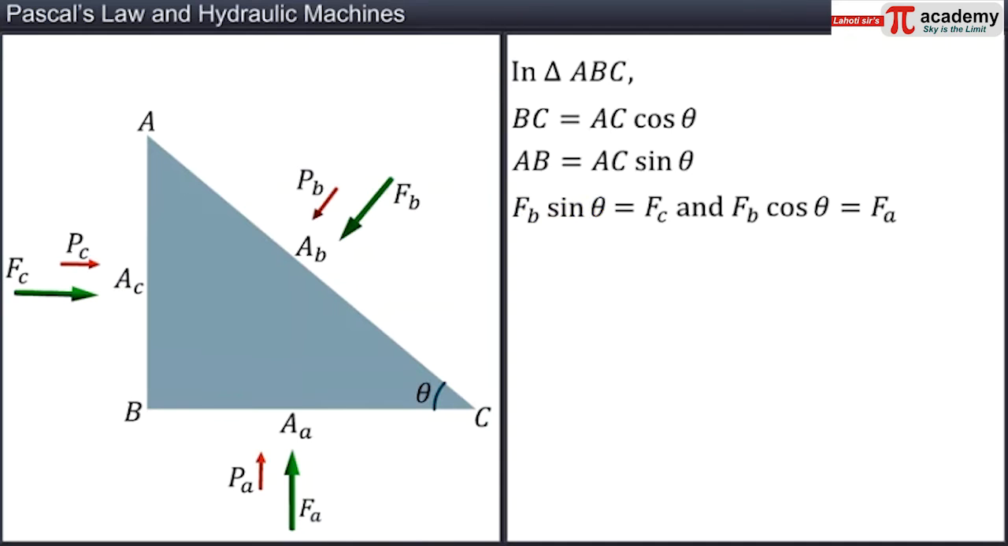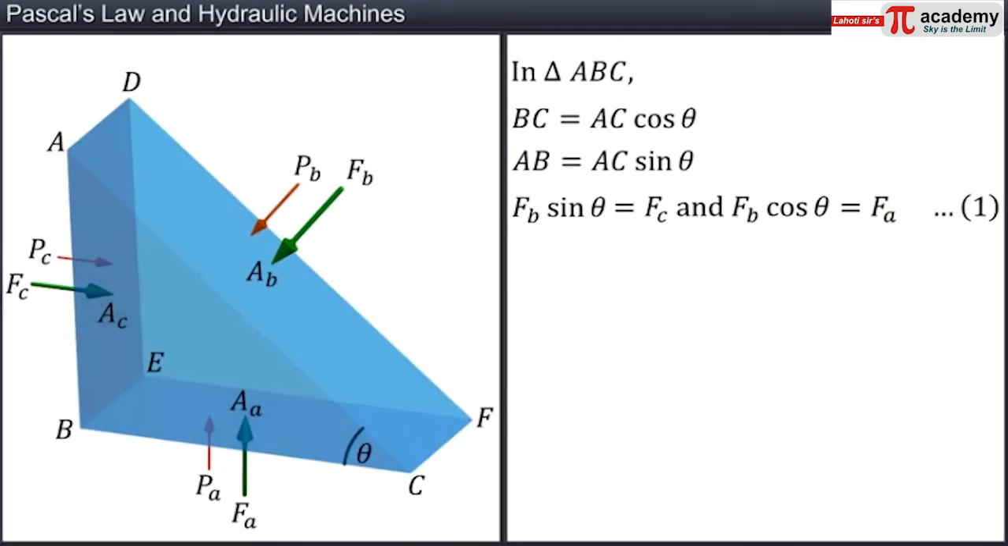Thus, we have FB sine theta is equal to FC and FB cosine theta is equal to FA. Let us call this equation 1. As the thickness of the prismatic element is constant, the areas of the three sides of the prism can be expressed in terms of the trigonometric ratios as shown for the forces given by equation 2, which is AB sine theta is equal to AC and AB cosine theta is equal to AA.